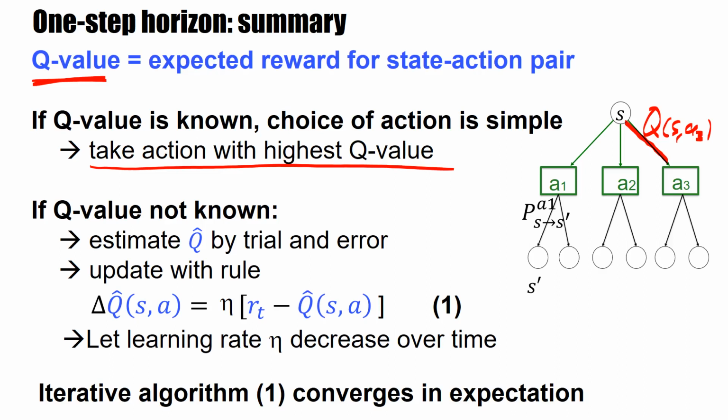But normally, if the Q value is not known and you estimate it by trial and error, that means you walk through this graph of the game, you play the game, and you update with this rule. And over time, you let the learning rate eta decrease, and then we find that this iterative algorithm converges in expectation to the true value Q. The true value is the expected reward for a state action pair.